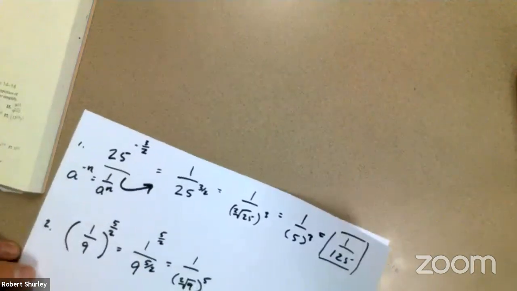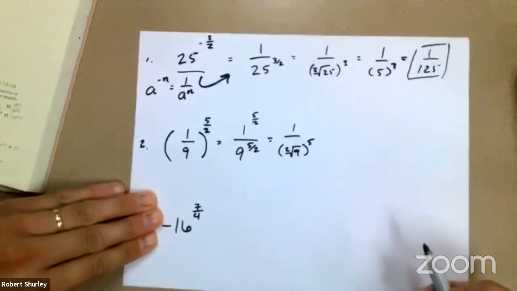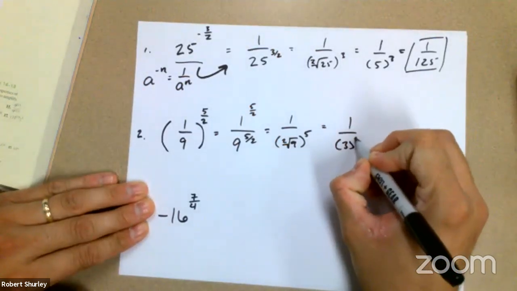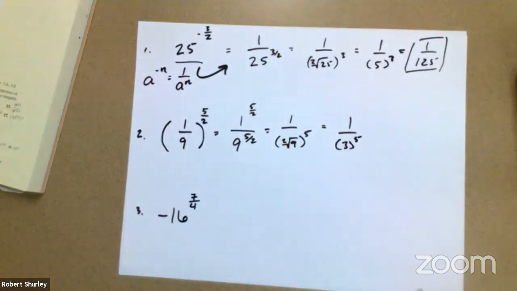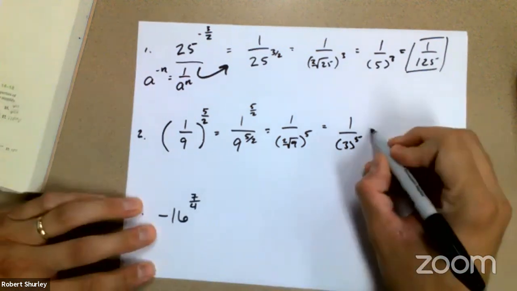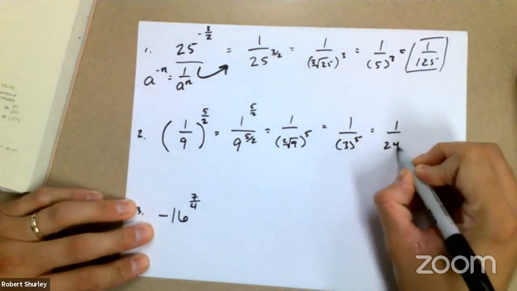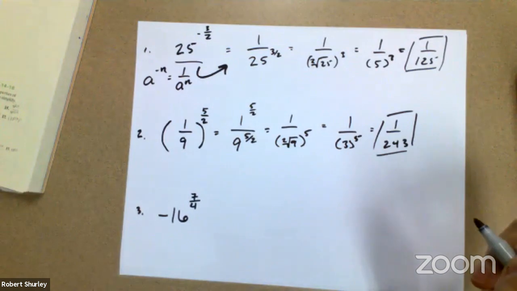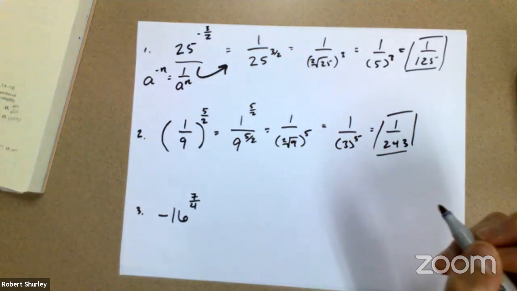Square root of 9 I know is 3. 3 to the 5th, I have no idea. I know 3 to the 4th because it popped up in like 4 examples from the last lecture. But let's do 3 to the 5th. 3 times 3 times 3 times 3 times 3. 243. So 1 over 243. Okay? Not too crazy.